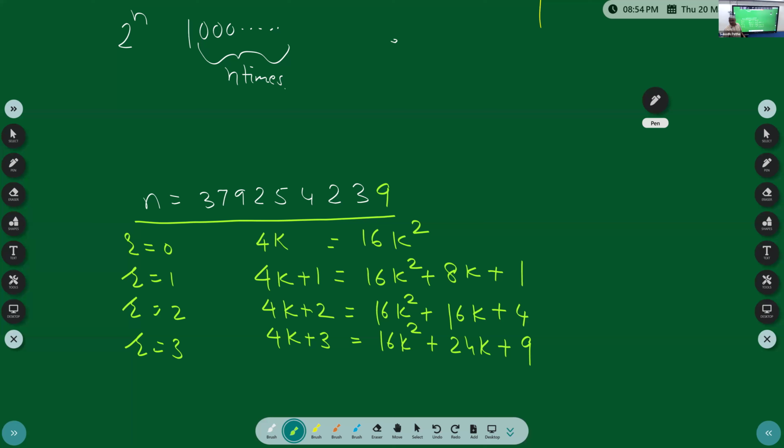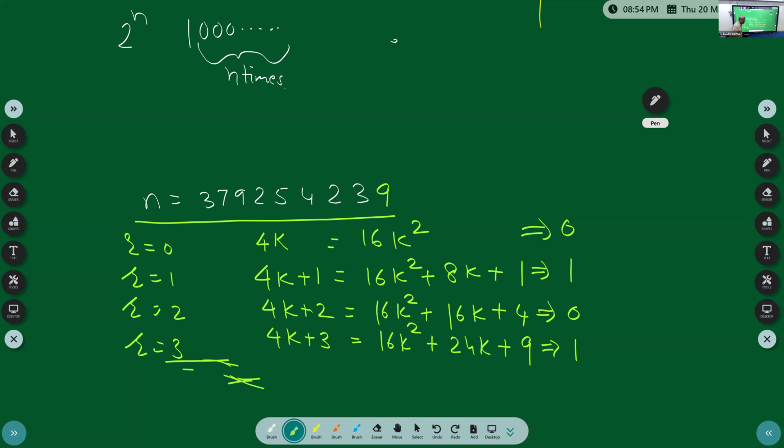Now let us apply the divisibility test of 4. This number will leave remainder how much? This leaves remainder 0. This number leaves remainder 1. This leaves remainder 0, and this leaves 1 when divided by 4. So if a number is a perfect square, then by applying the divisibility test of 4, you should get either 0 or 1. You cannot get 2 or 3. If you are getting 2 or 3, that means it is definitely not a perfect square.